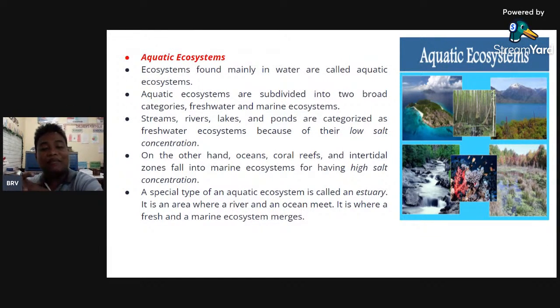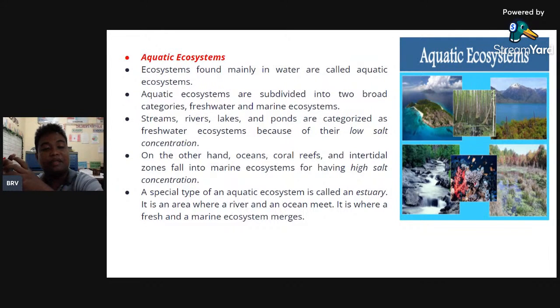No, a special type of an aquatic ecosystem is called an estuary. It is an area where a river and ocean meet. So an estuary is where the ocean and the river meet. It is where a freshwater and a marine ecosystem merge.